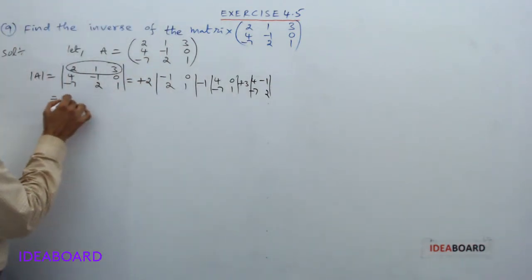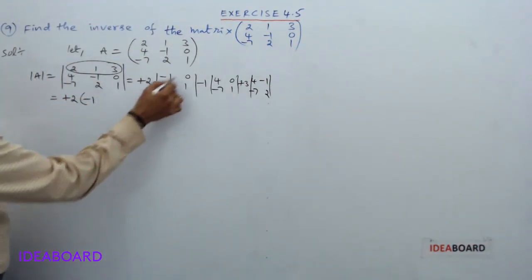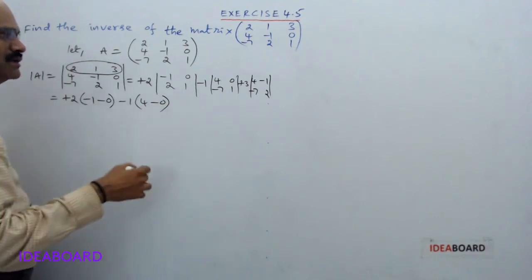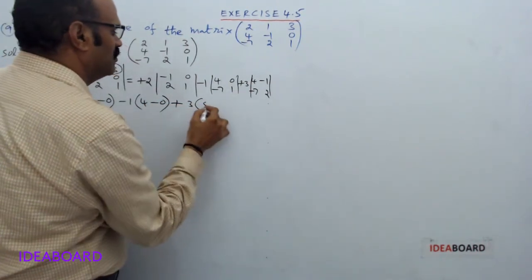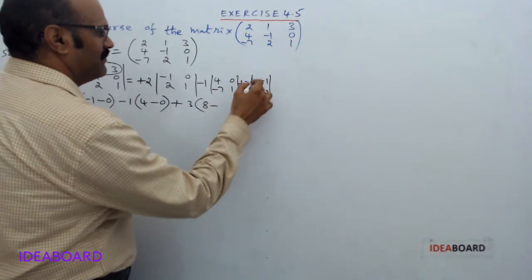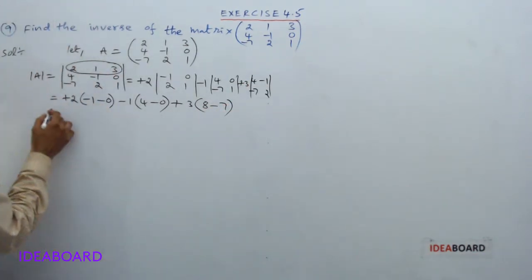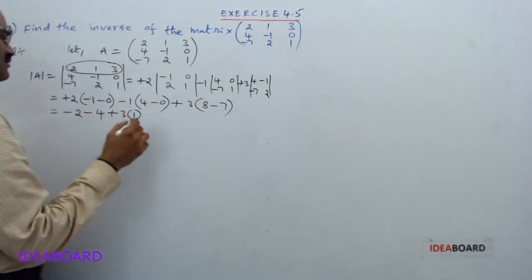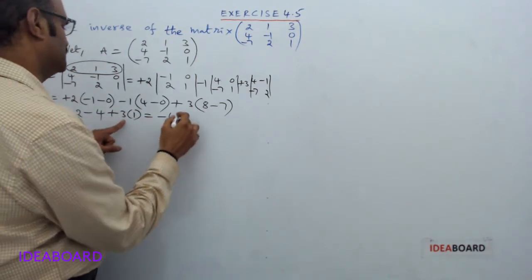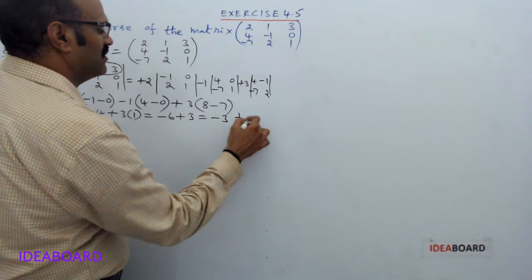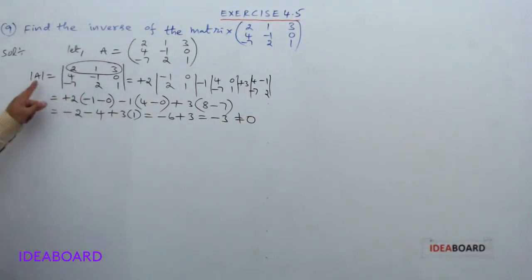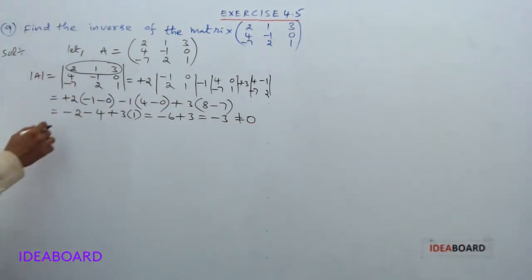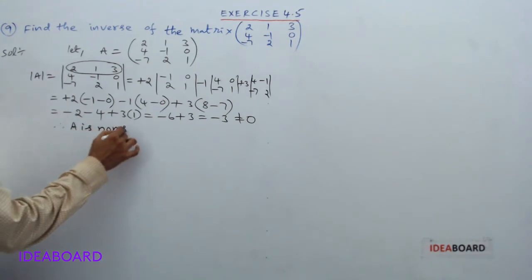So equal to, we have plus 2 into minus 1 minus 0, minus 1 into 4 minus 0, plus 3 into 4 into 2 is 8, minus 7 into minus 1 is 7. So equal to minus 2 minus 4 plus 3 into 1, equal to minus 6 plus 3 equal to minus 3, which is not equal to 0. Since det A not equal to 0, we say that A is a non-singular matrix. Therefore, A is a non-singular matrix.